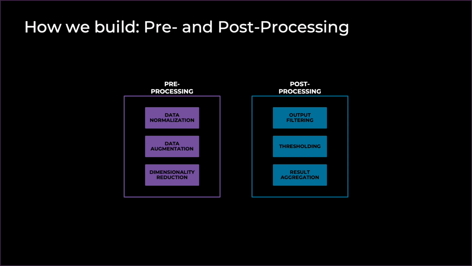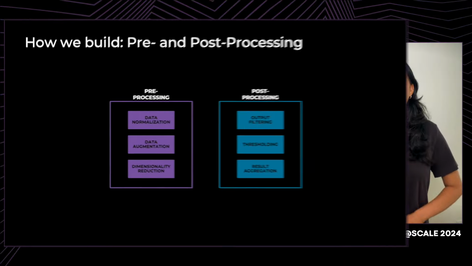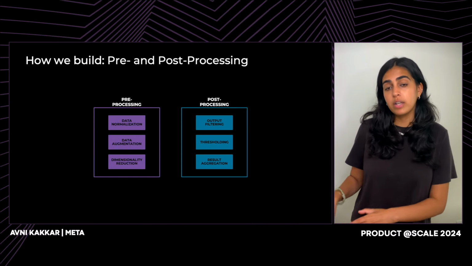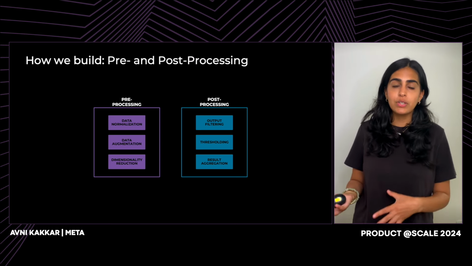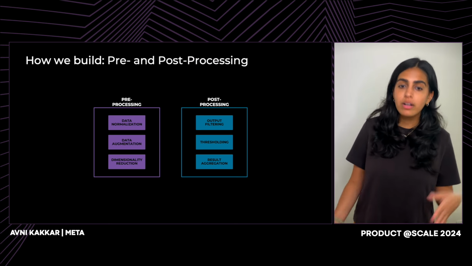This is reducing the dimensions of an input to decrease computational load and memory usage. For example, if you're processing a video and you don't need to process the audio, we could remove the audio from that input to make sure that input is a little bit smaller. Now, on the other end, we have post-processing. So this is ensuring that the outputs are as strong and as accurate as possible.